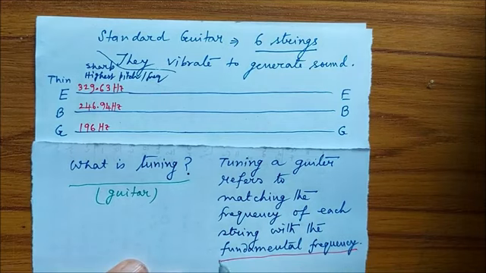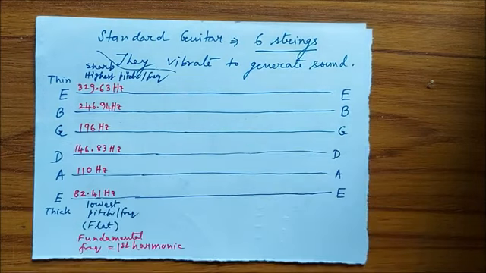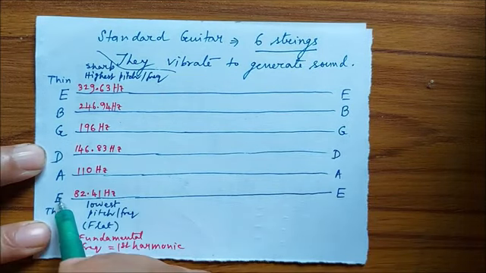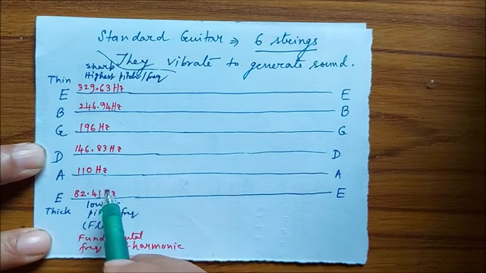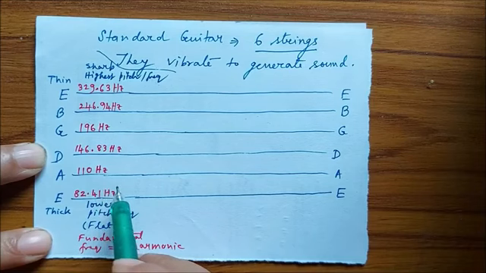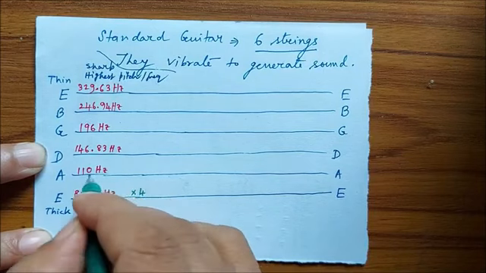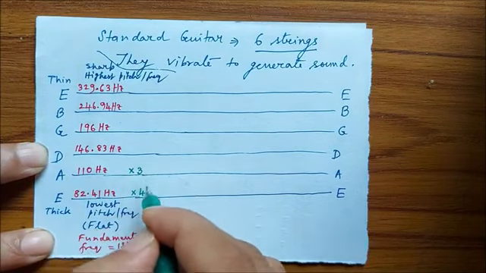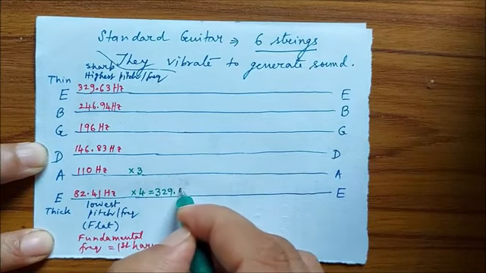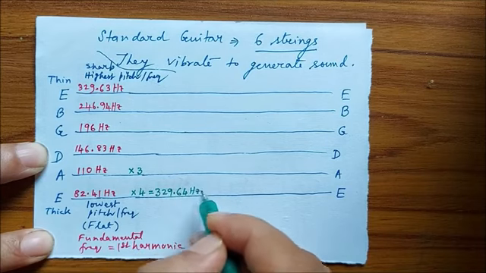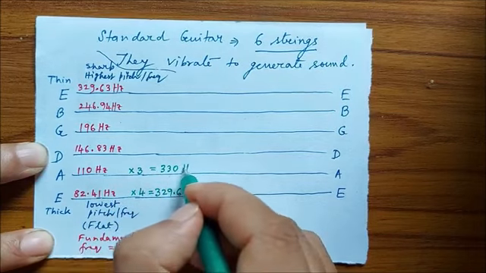So this is what we mean by tuning. And let us illustrate. We note that the strings E, the low E, and A will match in some of their harmonics. For instance, if we multiply it with 4 and if we multiply this with 3, then the answer is 329.64 Hz and this turns out to be 330 Hz.